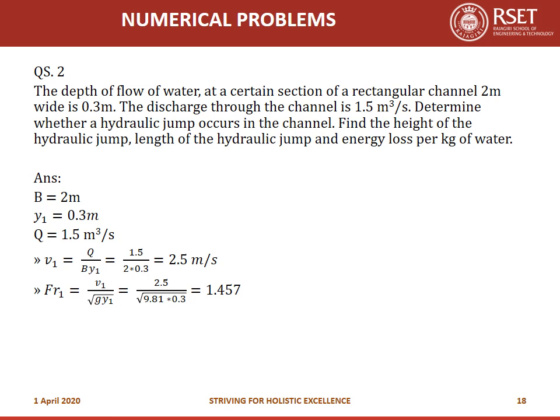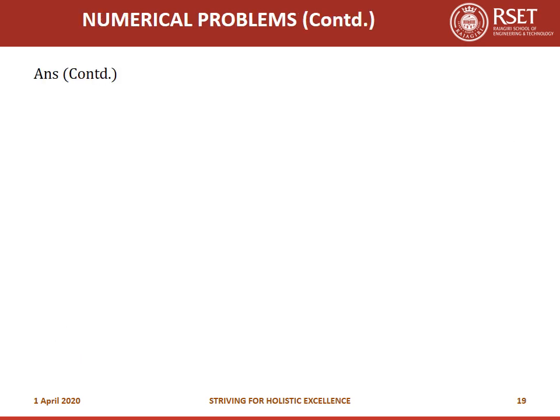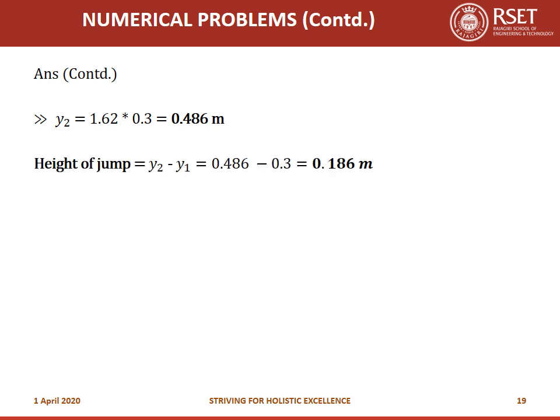So using this Froude number, I can use the non-dimensional equation Y2 by Y1 is equal to half into minus 1 plus root of 1 plus 8 FR1 squared. Substituting the known values, Y2 by 0.3 is equal to 1.62. So I will end up getting Y2 is equal to 1.62 into 0.3, which is 0.486 meter. So I've got the conjugate depth or the depth downstream as 0.486 meter. Now the height of the jump is definitely Y2 minus Y1, which is 0.186 meter. The depth downstream minus the depth upstream will give me the height of the jump.